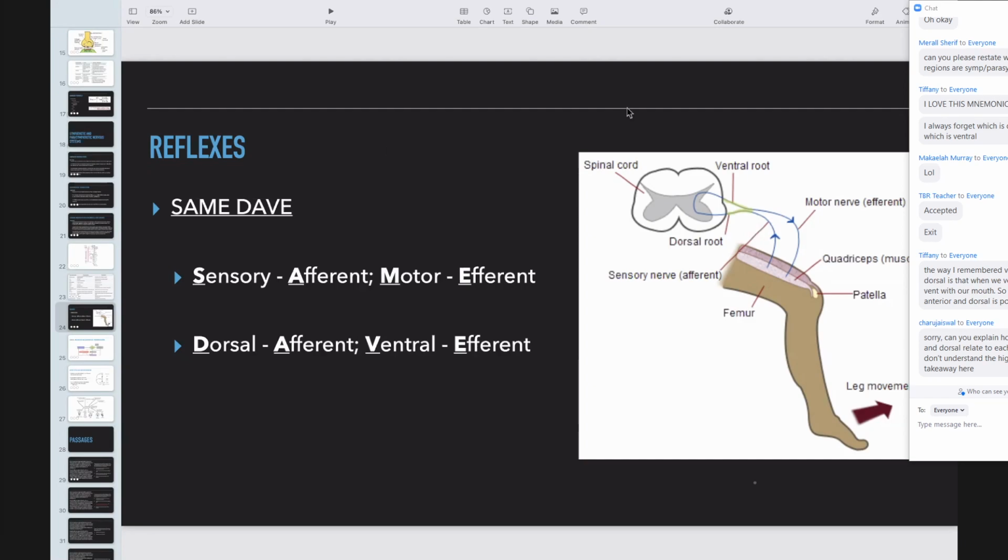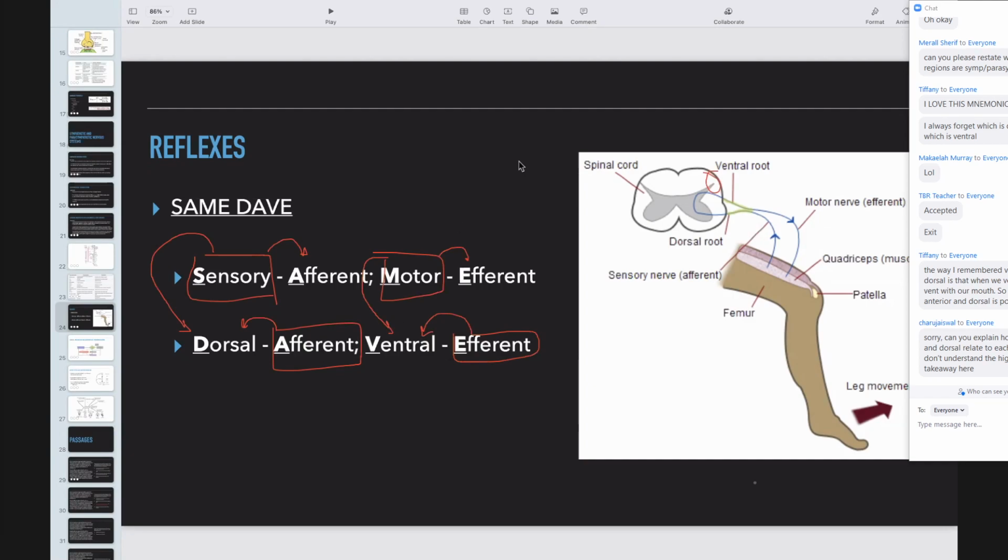I will re-explain that. So by the commutative property of mathematics, if A equals B and B equals C, then A must equal C, right? And so if sensory is afferent, and all these afferent guys enter through the dorsal root, then the sensory nerves must enter through the dorsal root. And if all these motor nerves are efferent, and all the efferent exit through the ventral root, then all motor guys must leave through the ventral root.